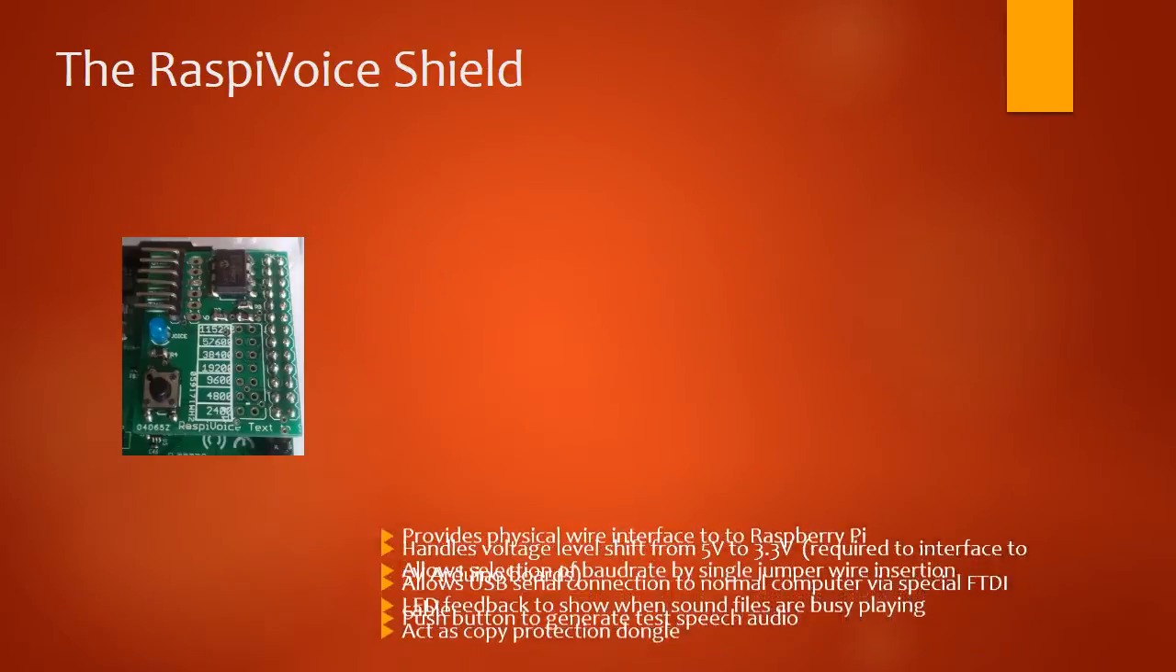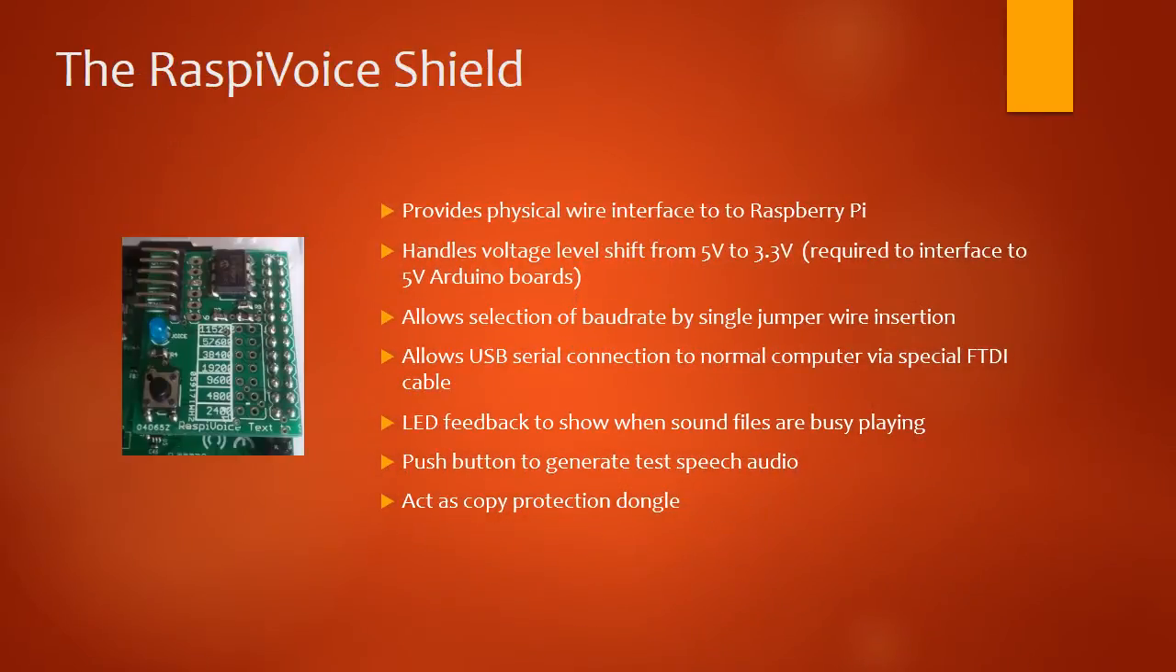This picture shows the actual RaspiVoice Shield, which plugs into the I/O port of your Raspberry Pi. It has various functions such as voltage step-down divider, so you can interface the 3V3 Raspberry Pi with a 5V Arduino board without damaging your Raspberry Pi. The Shield also does other things such as allowing you to change the baud rate and a test button and LED, etc.